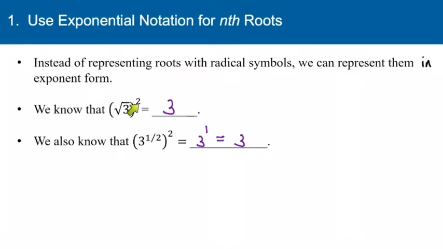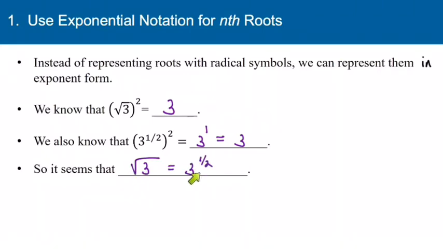So look, if we square the square root of 3, we get 3. And if we square 3 to the 1/2, we also get 3. And so it seems like the square root of 3 is the same thing as 3 to the 1/2. And that's exactly how it works.